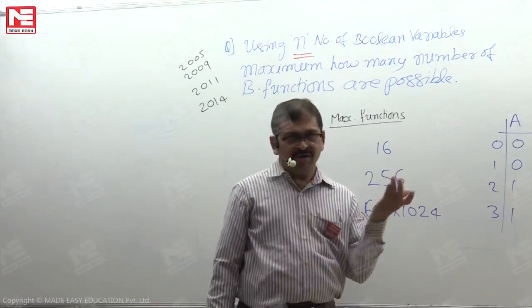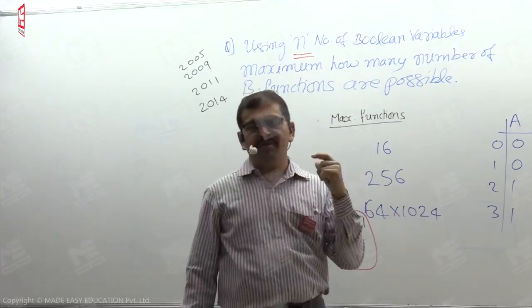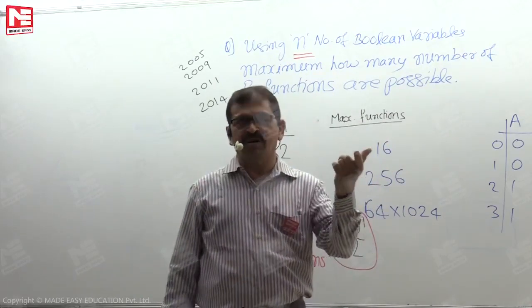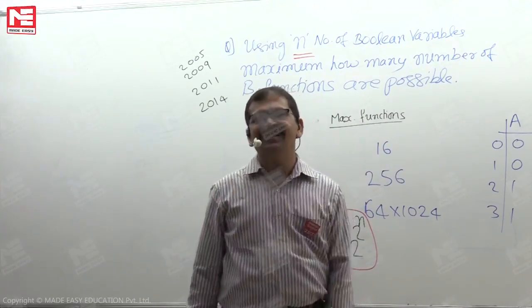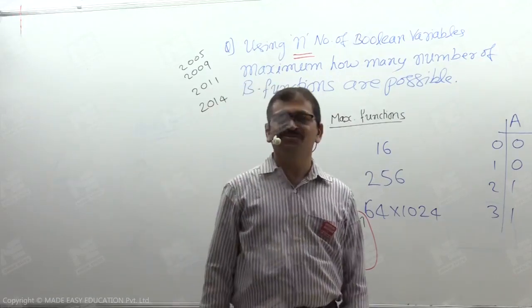Instead of talking in terms of maxterms and minterms, in terms of logic 0 and 1, for these 4 combinations each one may be logic 0 or logic 1, that is, a maxterm or a minterm. So based on this, 2 to the power of 4 is 16. Like this you can also talk.